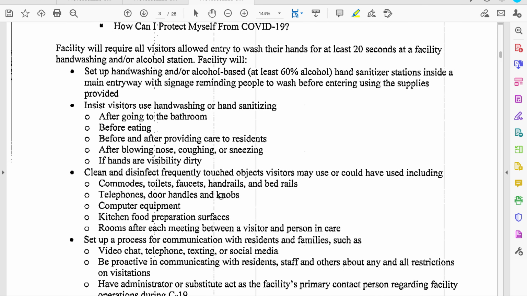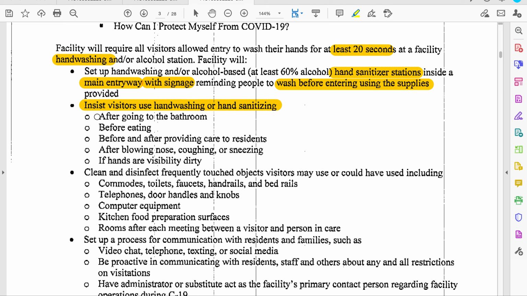The facility will require all visitors allowed entry to wash their hands for at least 20 seconds at a facility hand washing station. We have set up hand washing stations, or more importantly, hand sanitizer stations inside the main entryway with signage reminding people to wash before entering using the supplies provided. We have to insist visitors use hand washing or hand sanitizing.